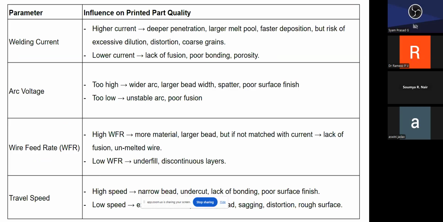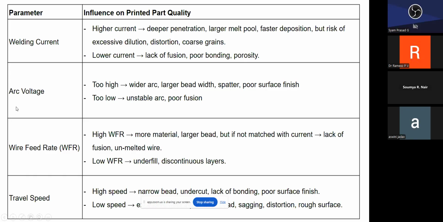The important process parameter in wire arc additive manufacturing is welding current. If the welding current is very high, sometimes some people will use 80 amps or 130 amps or 140 amps, then you will have deeper penetration, larger bead formation, faster deposition, but risk of high dilution, coarse grain, and even more heat affected zone. But if you go with a lower current, what will happen? You will have lack of fusion, poor bonding, and porosity formation.